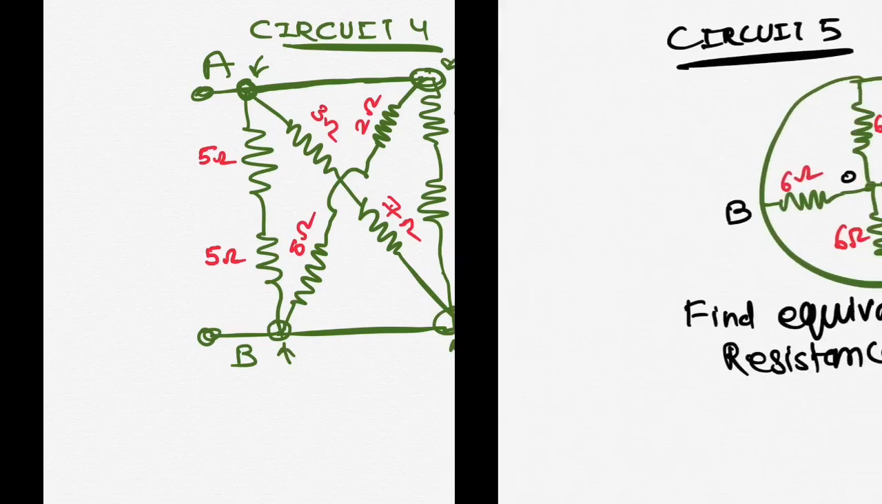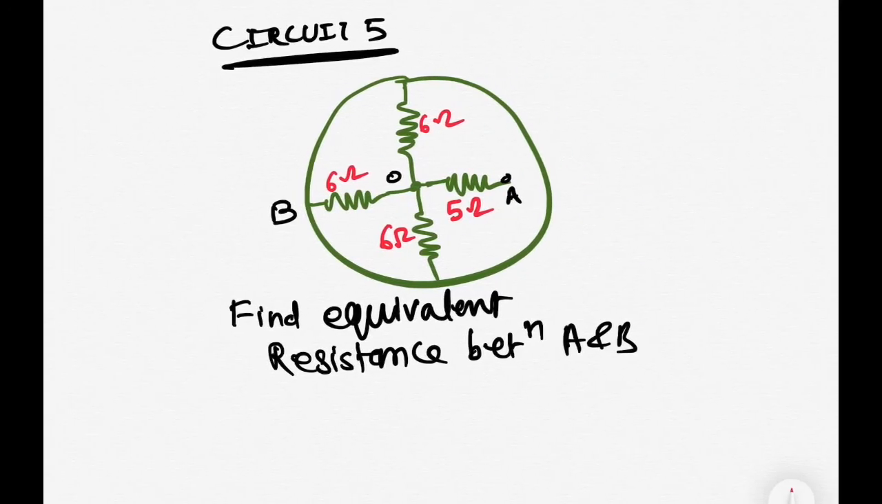So here is circuit number 5, and you have to find out the equivalent resistance between A and B as we have done for the other circuits. Follow the process which we have discussed and see if you can solve this. Write your answers in the comments section.